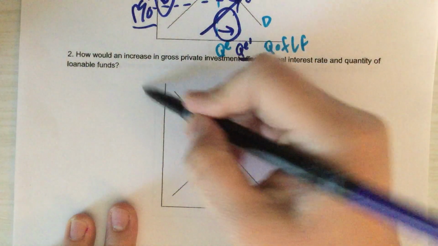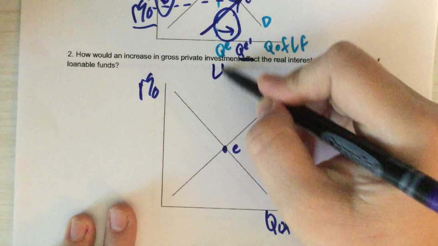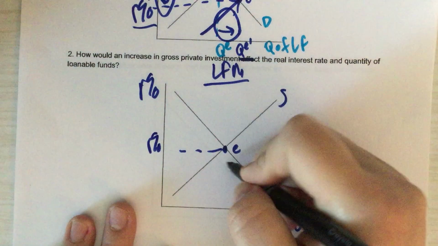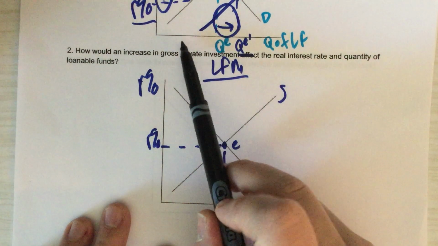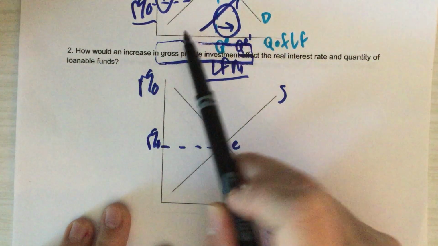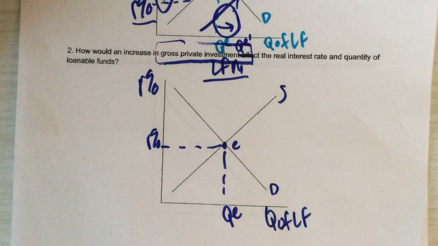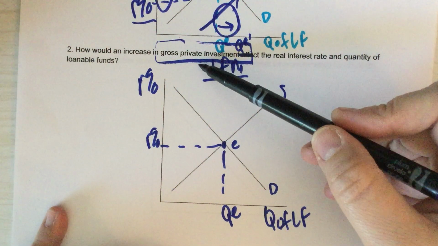Again, this is how you label your loanable funds market. Here's the supply, the demand, the real interest rate at equilibrium, and the quantity equilibrium here. The real interest rate on the Y, quantity of loanable funds on the X. Don't let gross private investment scare you. What does this mean? Gross means overall, the entire economy. We're talking about macroeconomics now, so we're looking at the entire economy. Gross means overall. Private investment means private businesses.